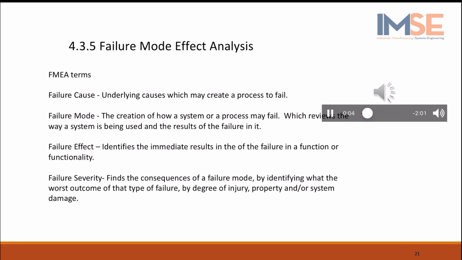As mentioned in the previous slide, the failure mode effect analysis is implemented during the design and manufacturing of a system. So the terminology used in this failure mode analysis are failure cause, which identifies underlying causes when we create a process to fail. So it could be in the design cycle of it, or parts or manufacturing, where something can be backtracked to see why the result is not being achieved.